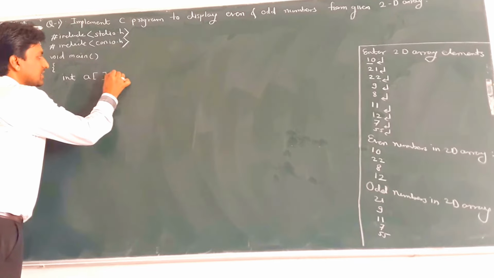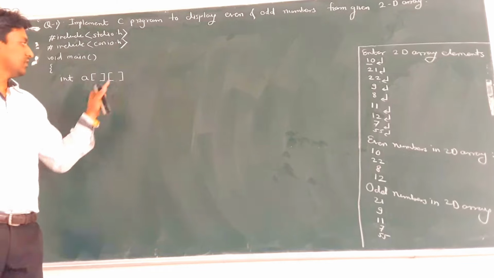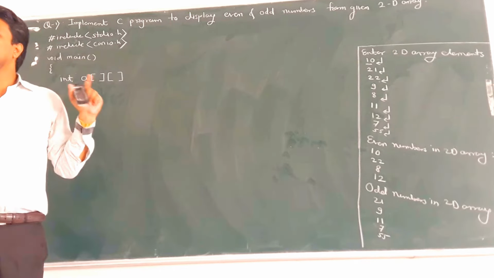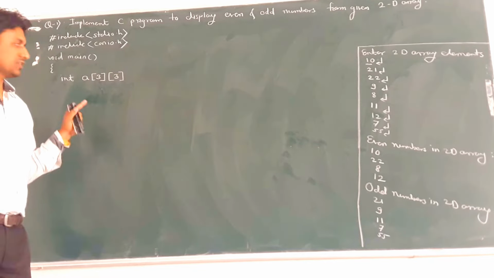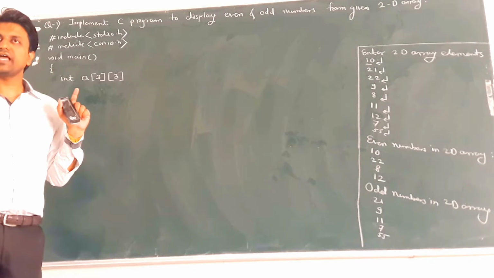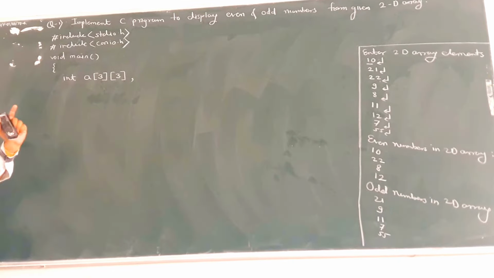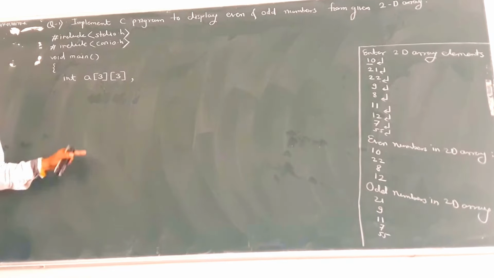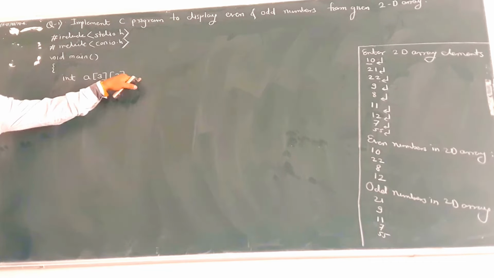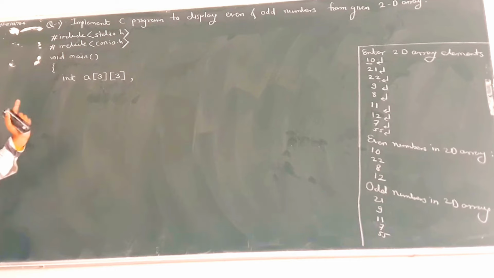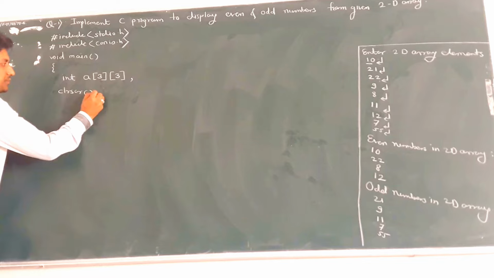Then specify the size. The first subscript gives the number of rows, the second subscript gives the number of columns. So the size is 3 by 3. This is called the two-dimensional array declaration. Then give a comma. Next, whatever variables we use in our code, we can declare them here in the first line of the code.